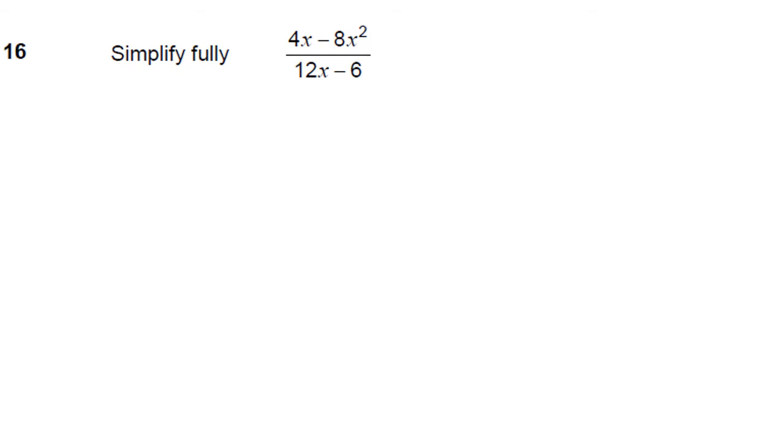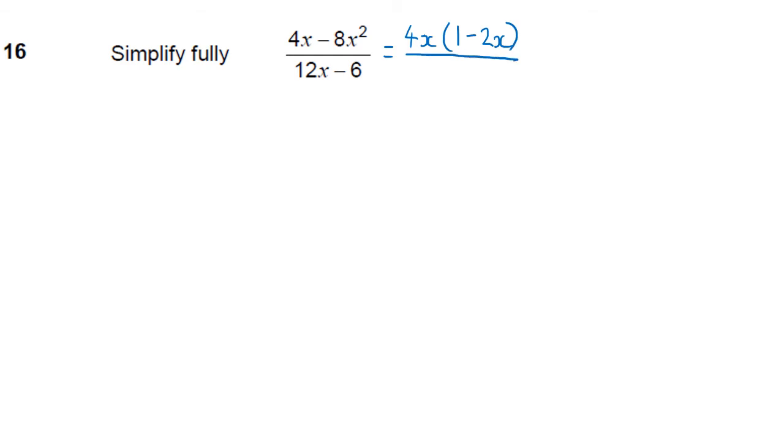Question 16, back to algebra now. So simplify fully this expression. So what we need to do is factorize the numerator and the denominator. So in the numerator, what's a common factor between those two terms? Well, each term involves an x, and 4 and 8, well, there's a common factor there of 4 too. So we can take that out as a common factor. So 4x over 4x is 1. 8x squared over 4x, that leaves 2x behind.